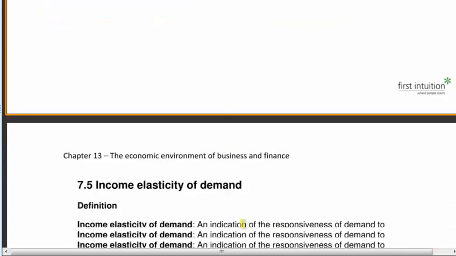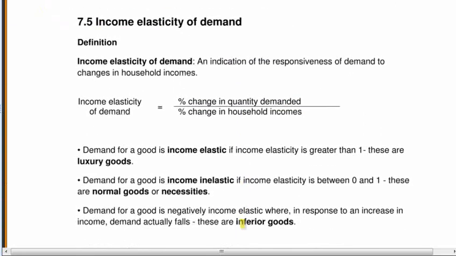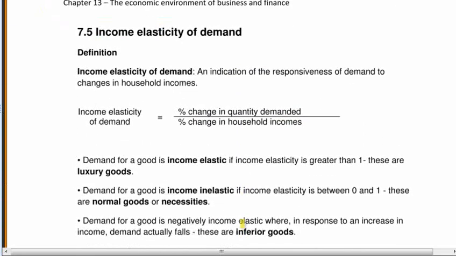Now, continuing this theme of elasticity, we move on from price elasticity to something called income elasticity. It's a similar thing, except this time it's the responsiveness of demand, not to a change in price, but to a change in income. The calculation is very similar: percentage change in demand divided by percentage change in income. You just change the bottom of the fraction.